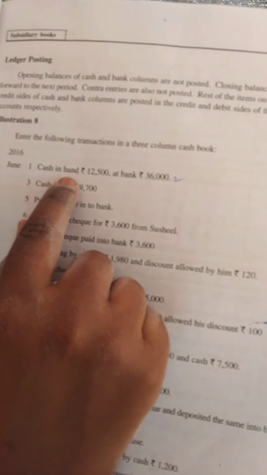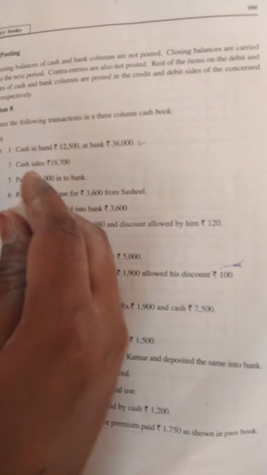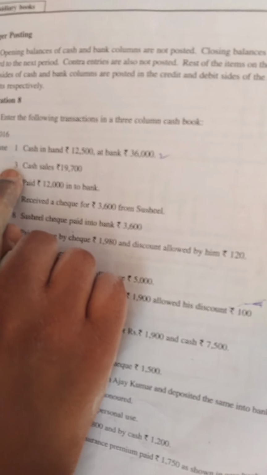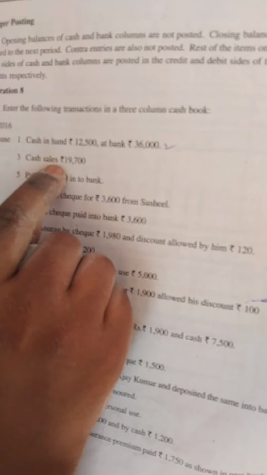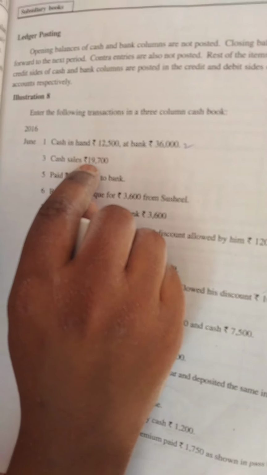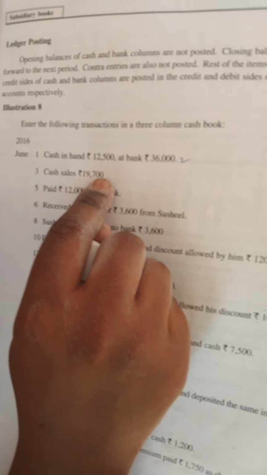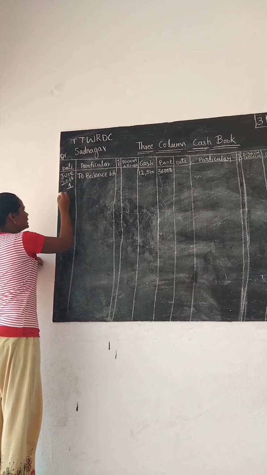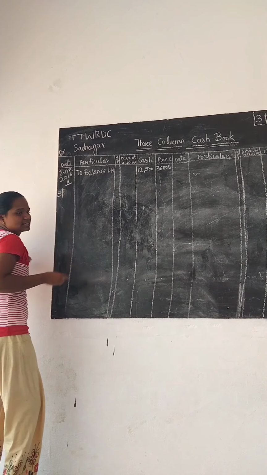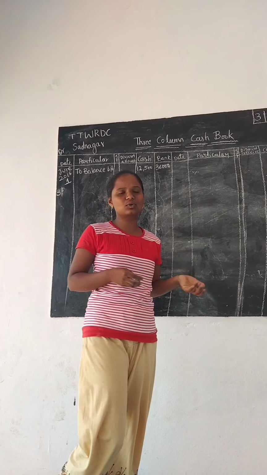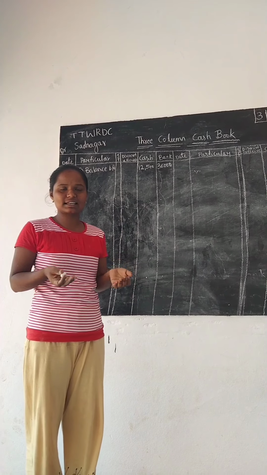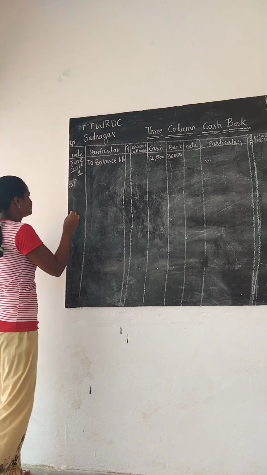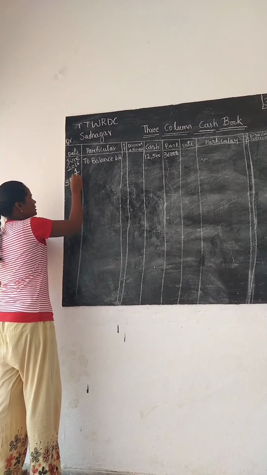On June 1st, we entered the transaction. The next one is on June 3rd, they sold some goods for rupees 19,700. On day three, they are selling the goods to another party. Then the cash is coming in. We are getting the cash, so it is a debit. June 3rd.